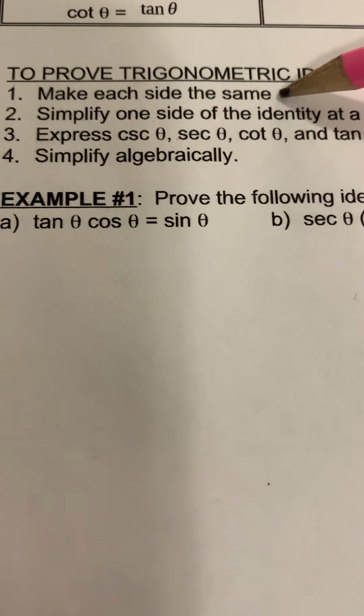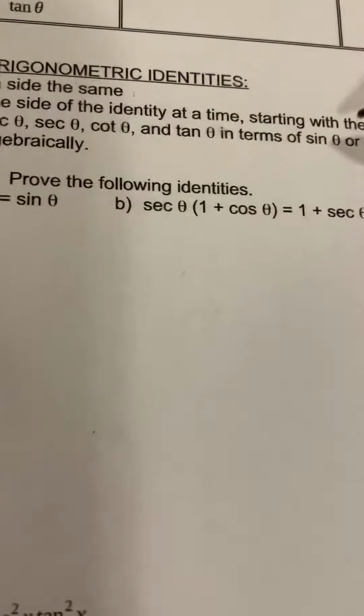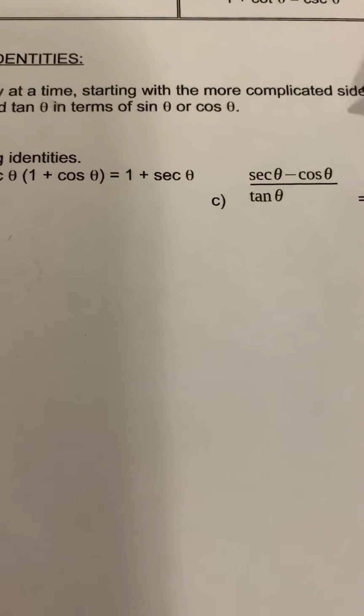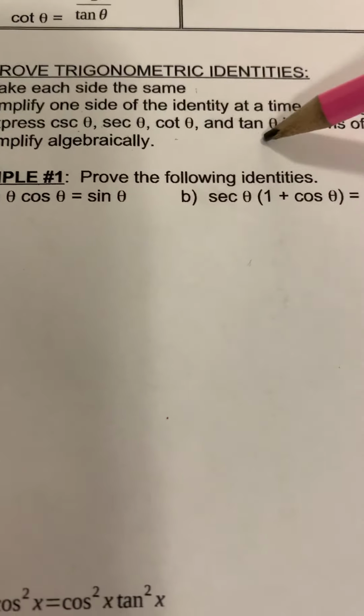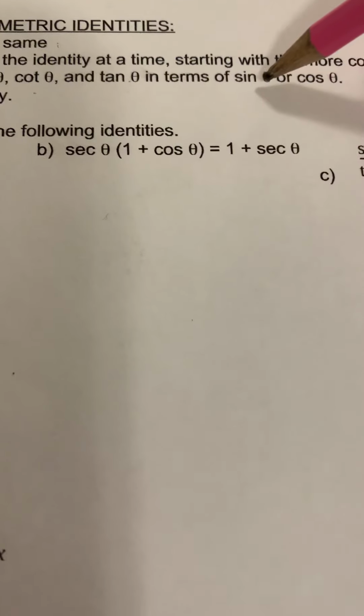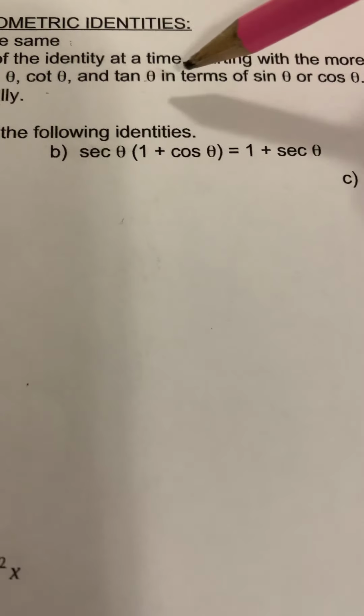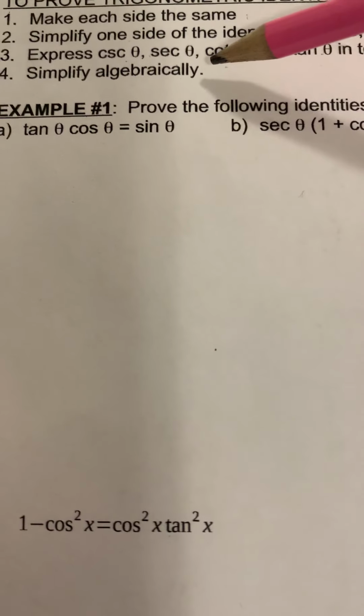So here are the guidelines in order to answer these. The idea is we want to make each side the same, so we want to make one equal to the other. We're going to simplify one side at a time, and we're going to start with the more complicated side, the one that's more complex. Every time we see cosecant, secant, cotangent, or tan, we want to change them into sine or cos. This is the key one here. Then we simplify algebraically.